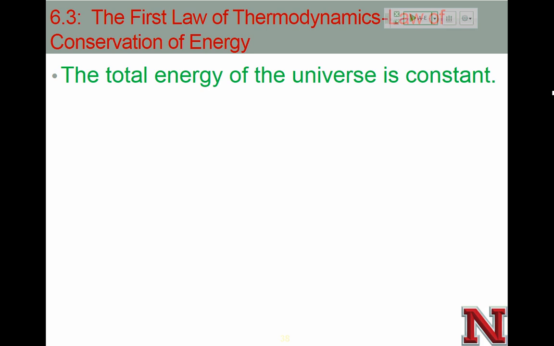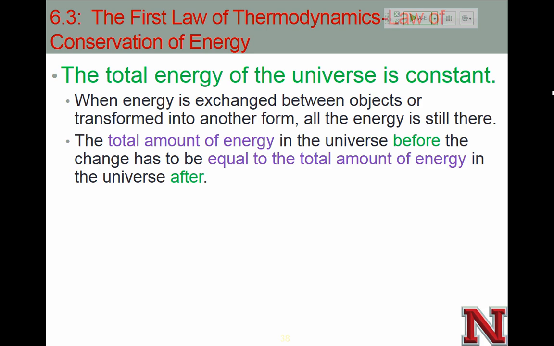So the first law of thermodynamics, the law of conservation of energy: the total energy of the universe is constant. When energy is exchanged between objects or transformed from one form to another form, all the energy total is still there. So the total amount of energy in the universe before and after the change are equal.